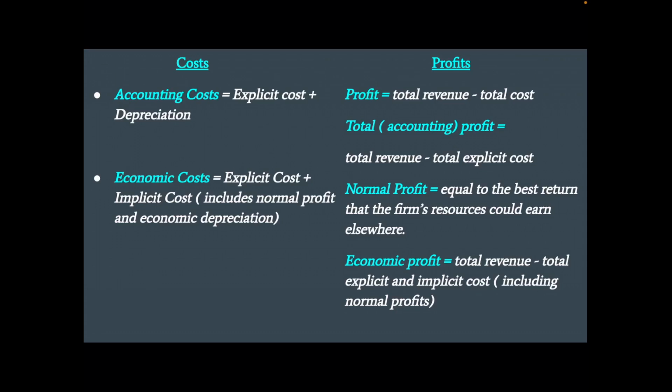Profit equals total revenue minus total cost, and total accounting profit equals total revenue minus total explicit cost. Normal profit is equal to the best return that the firm's resources could earn elsewhere. Economic profit equals total revenue minus total explicit and implicit cost, and implicit cost including normal profit.